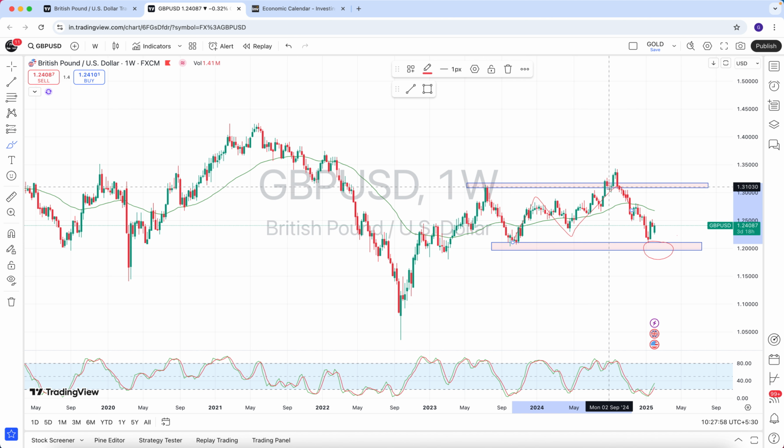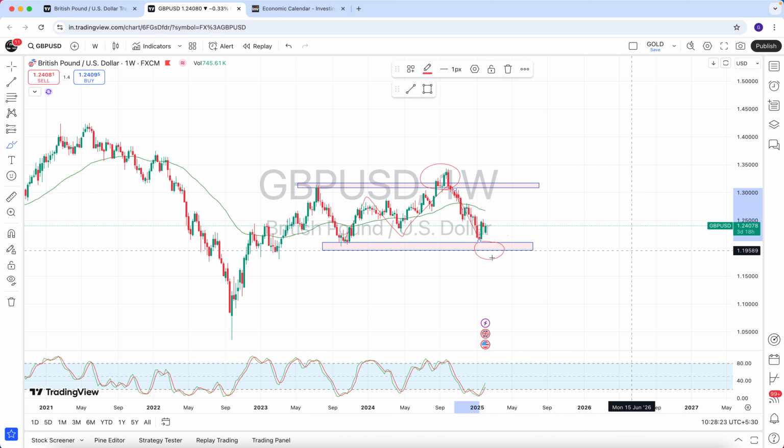So once from the same resistance zone, we can see that the candlesticks have started falling down, going down, and then till the same zone. The zone is like from 1.1982 to 1.2145 or 50. So most of the people will be looking out for buys.